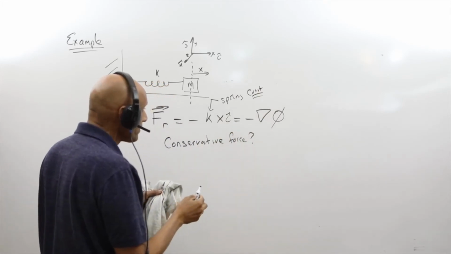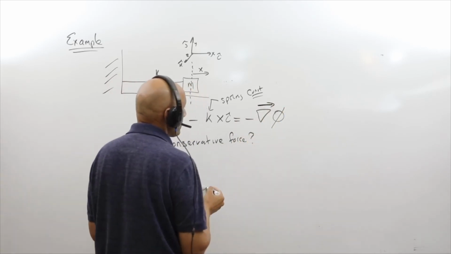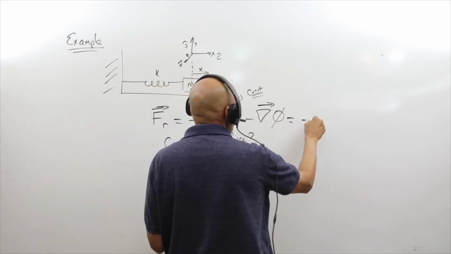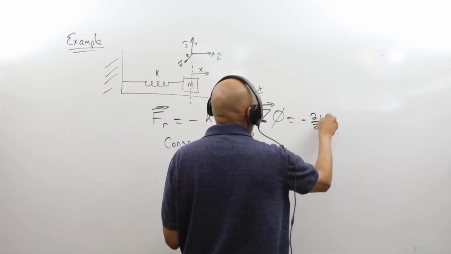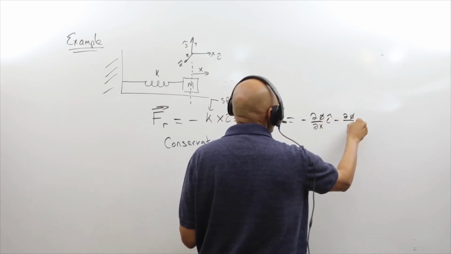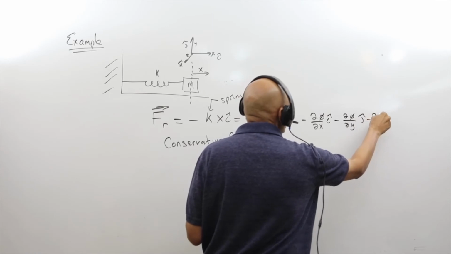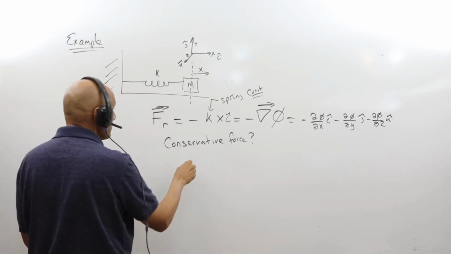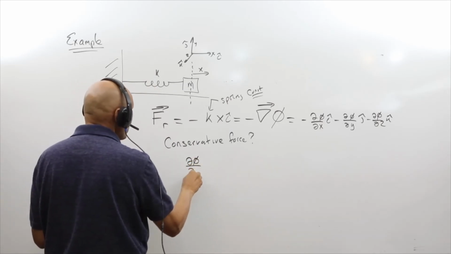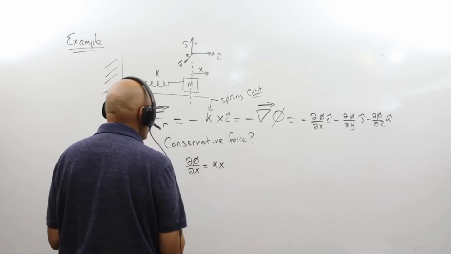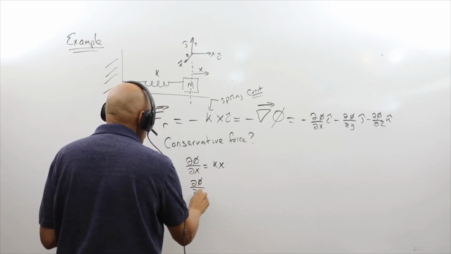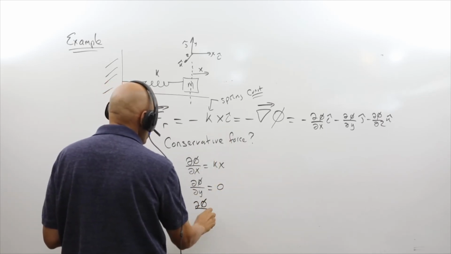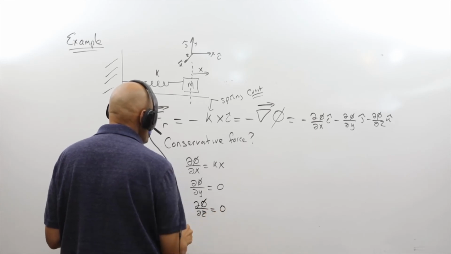So can I write this in terms of a gradient function of phi? I know from definition that this is partial of phi with respect to x i minus partial of phi with respect to y j minus the partial of phi with respect to z k. And we start equating them together, and you'll see that the first is partial of phi with respect to x is equal to kx. Then partial of phi with respect to y is equal to 0. There is no j component. Then the partial of phi with respect to z is equal to 0.